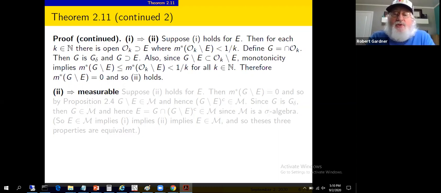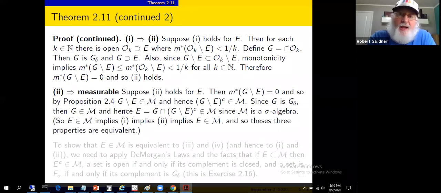First guess, Carathéodory splitting condition. That would be a reasonable thing. We're going to go a different route, but that would be a reasonable thing to try. We're going to use the fact that the measurable sets form a sigma algebra. It's easier than the Carathéodory splitting condition. So suppose property 2 holds, then the outer measure of G set minus E equals 0 for some G delta set G.